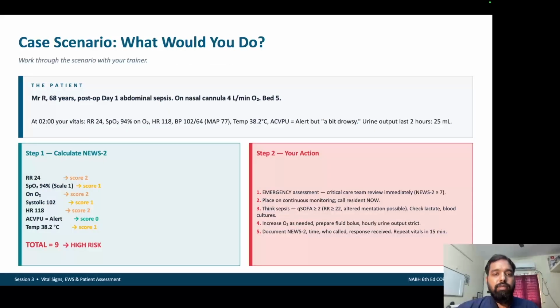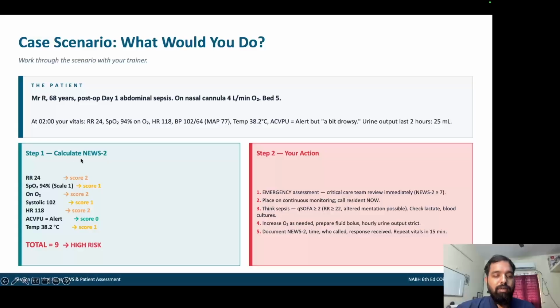Let's go through a case scenario. What would you do? Work through the scenario with your trainer. The patient, Mr. R, 68 years old, post-op day 1, abdominal sepsis, on nasal cannula O2 at 4 liters per minute, in bed number 5. At 2 p.m., your vitals are respiratory rate 24, saturation 94 on O2, heart rate 118, BP 102 by 64, MAP of 77, temperature of 38.2 degrees centigrade. He is alert but a bit drowsy. Urine output in the last 2 hours is 25 ml.